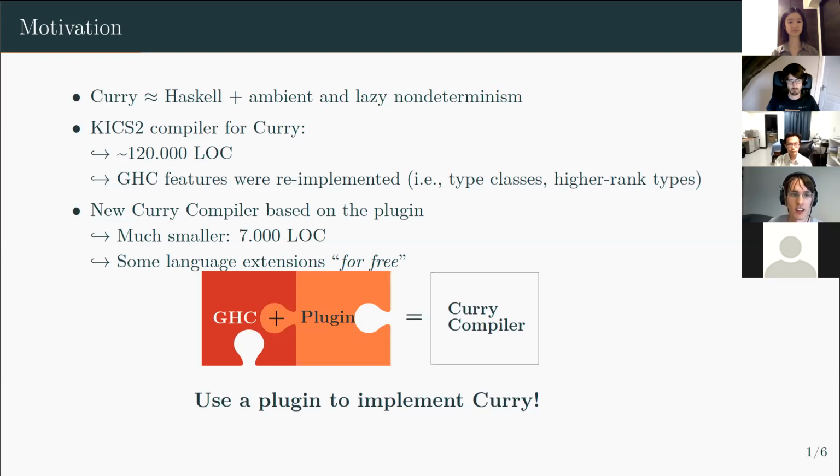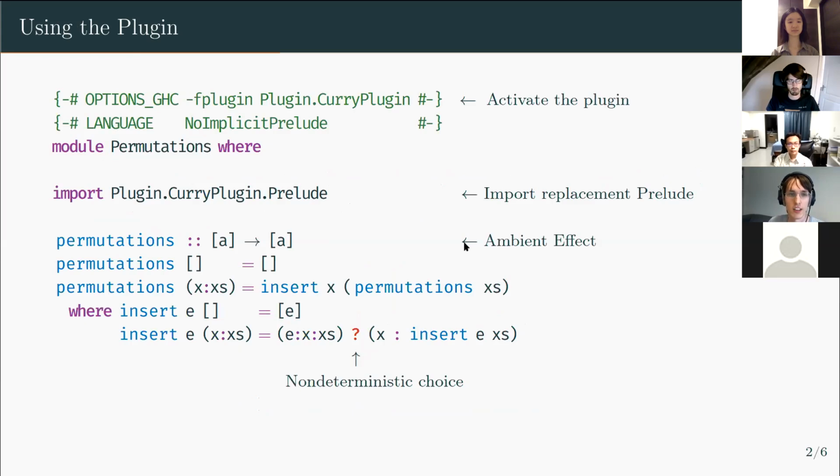And so how do we use this plugin? First, at the top of the module, of course, we have to activate our plugin by using an options pragma from GHC. After activating this plugin, our transformation will be activated, but we also have to replace Haskell's default prelude due to compatibility problems. For that, we import our own prelude.